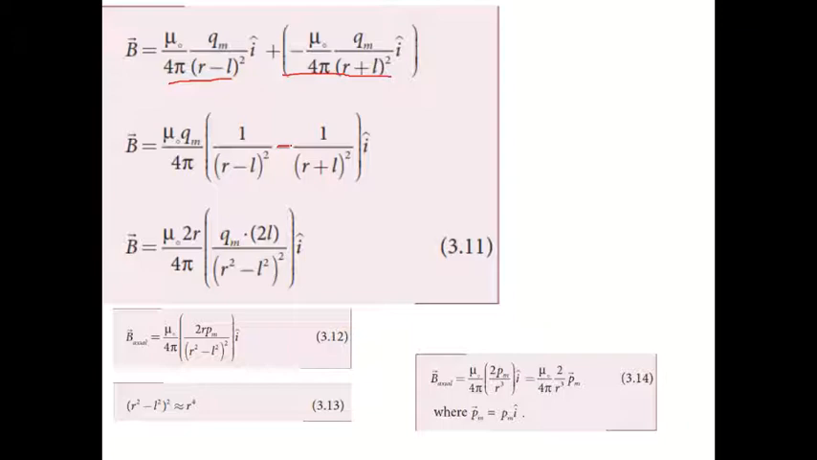So now if you minimize it, you will get mu naught into 2R divided by 4 pi into Qm into 2L divided by (R square minus L square) the whole square. Okay.